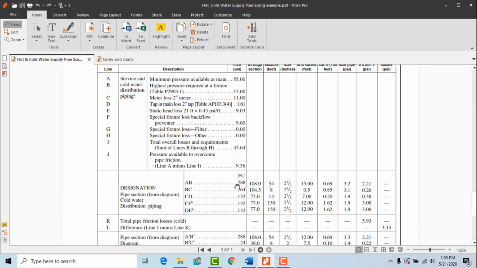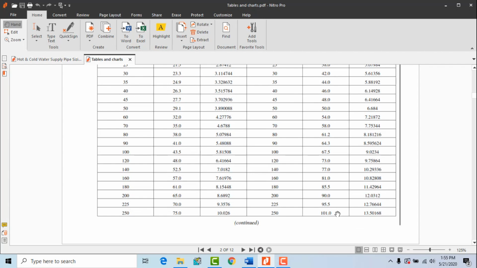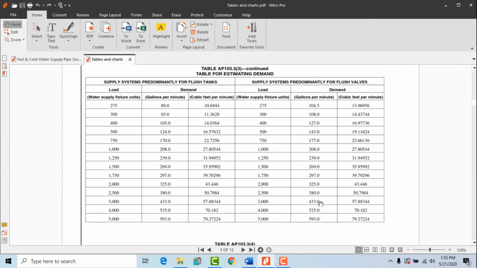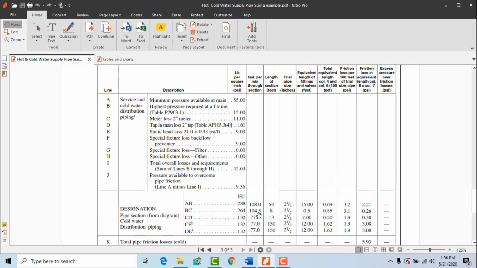So moving back, for 288 it is 108 GPM. Then 264, how many GPM? For 264 fixture units, this is 250, and this is 275. So we don't have 264, we will go for the higher value, that is 275. For the 275 load, we will get 104.5 GPM. So 104.5 GPM. In the same way you have to check for 132, and for each you will get 77 GPM.